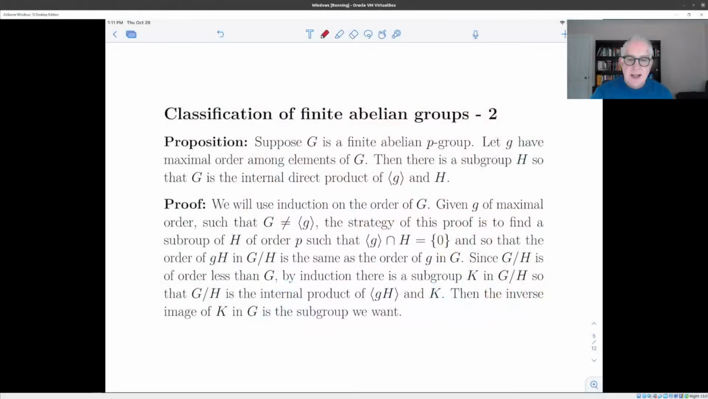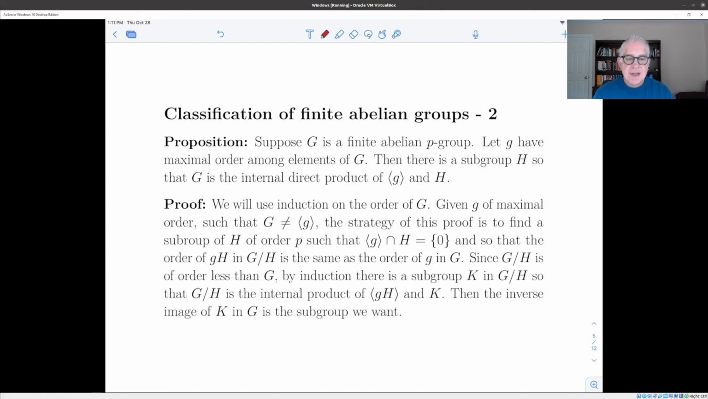Hi, everybody. So now let's take up the next step in the proof of the classification of finite abelian groups, and that's a result that tells us about the structure of finite abelian p groups. So remember that a finite abelian p group is a finite abelian group whose order is a prime power. And what we're going to show is that a finite abelian p group is actually a product of cyclic groups, abelian groups of prime power order.